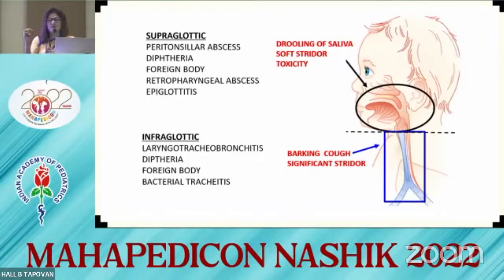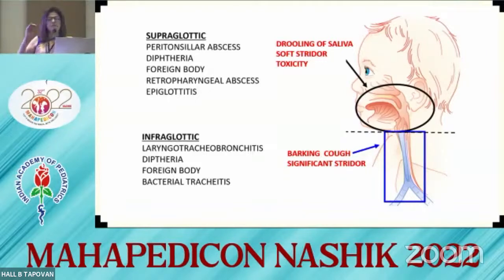So if you have drooling of saliva and the stridor is soft and the child is toxic, it is more likely to be supraglottic because the causes could be a peritonsillar abscess. Do not forget diphtheria, a foreign body which has just gone and lodged. Retropharyngeal abscesses, we see less, but of course we must keep in mind. Epiglottitis, we don't see much in our country.